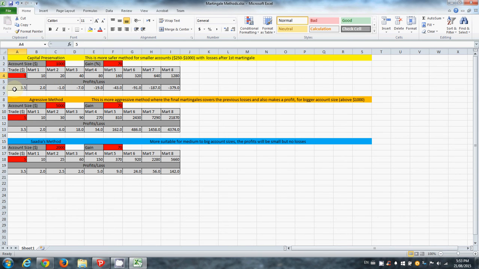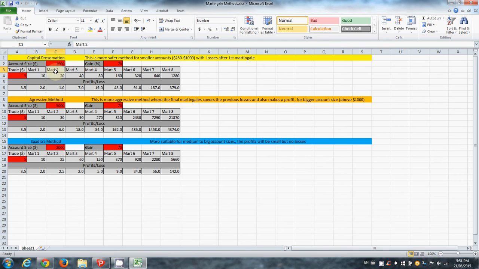Usually if you have a $1,000 account, $5 is the minimum size trade you can take in most brokers. So I have started with $5. If you have a first trade size of $5, your first martingale should be doubling up your first trade. So that'll be $10. And in that case, you get a profit of $2.